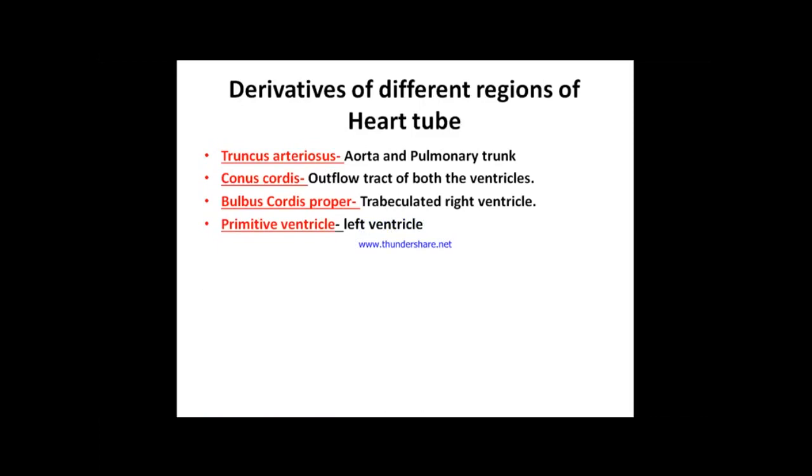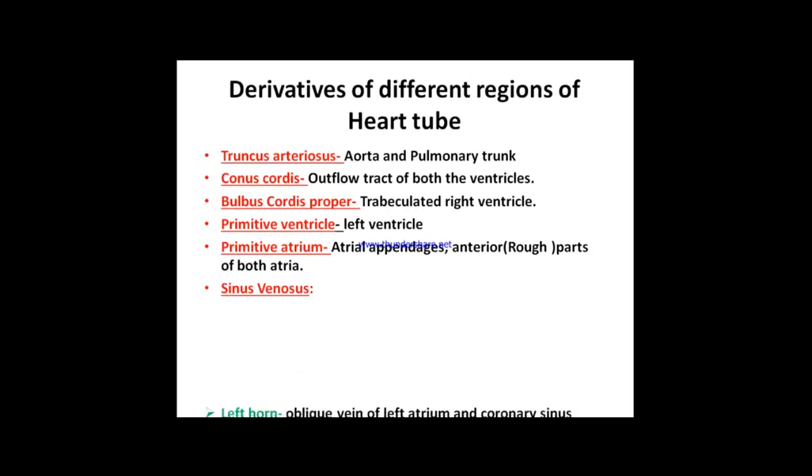Primitive ventricle forms the left trabeculated part of the left ventricle. Primitive atrium forms the atrial appendages. Anterior are the rough parts of both atria, sorry. Then the sinus venosus. What happens to the sinus venosus?